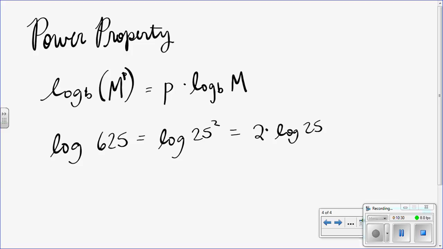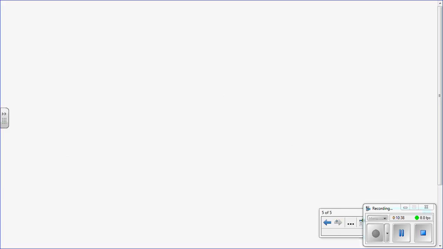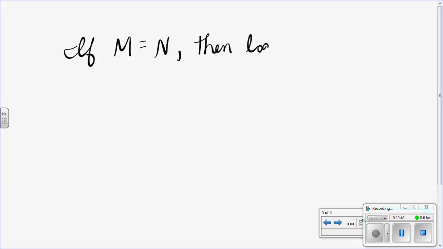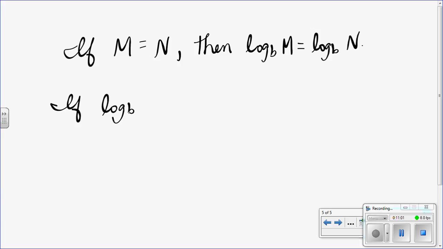Now let me go through some basic properties. If m equals n, then log base b of m equals log base b of n. I know that sounds kind of like duh. And in reverse, if log base b of m equals log base b of n, then guess what?